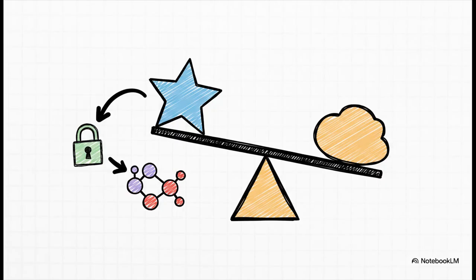So, if you remember one thing about the hormones, remember this. I want you to picture a seesaw. For most of the pregnancy, progesterone is sitting heavily on one side, keeping the uterus calm and quiet.